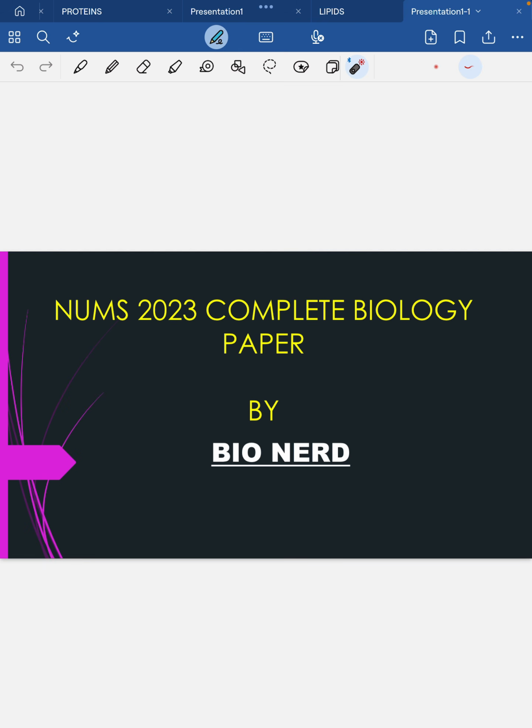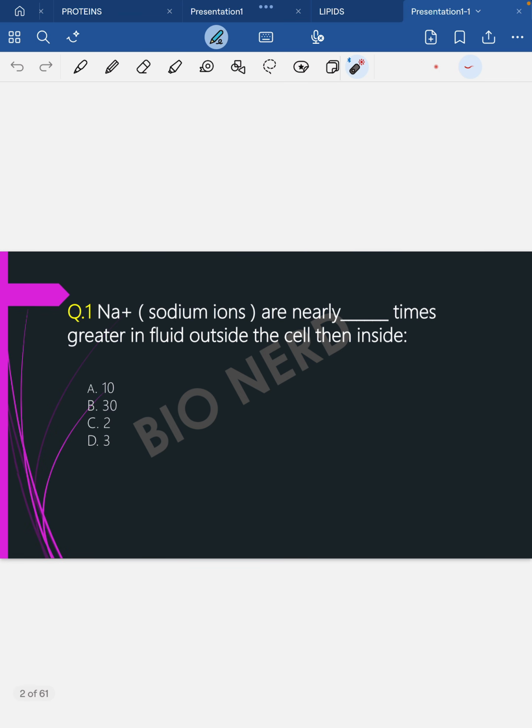Today I am discussing the NUMS 2023 complete biology paper. So here is question number 1. Sodium ions are nearly dash times greater in fluid outside the cell than inside. Just recall the topic of nerve impulse, and you know very well that sodium ions are 10 times more abundantly found outside the cell than inside at rest condition. So here the best option will be 10 times.